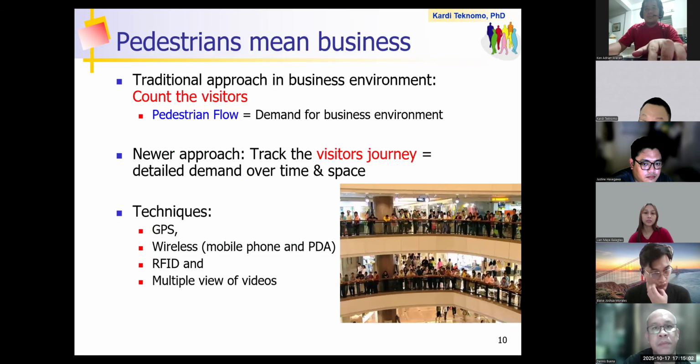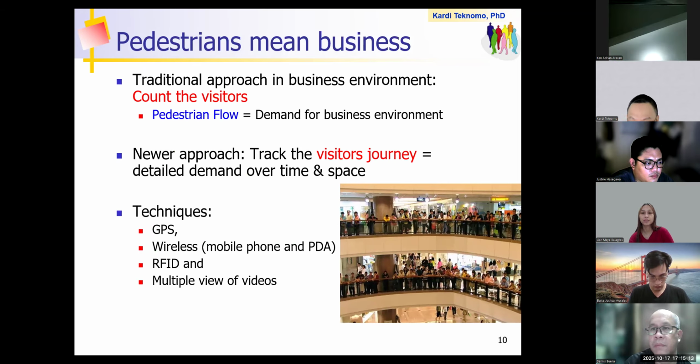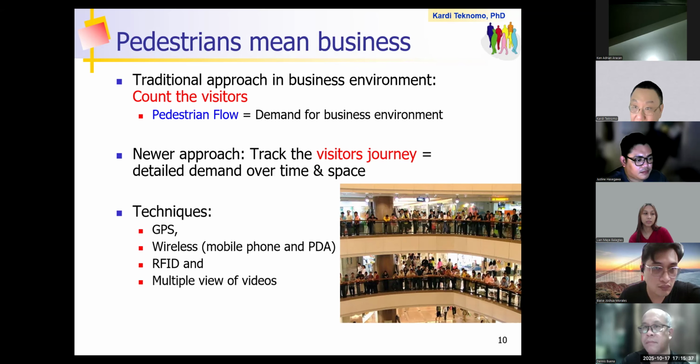Now, the traditional approach to this is counting, right? So you always think in terms of flow, by counting the visitors or counting the vehicles. But there's a problem, because flow is an aggregation. Pedestrian flow means demand for business, but flow is macroscopic. The newer approach, which is microscopic, is to track the visitor journey.